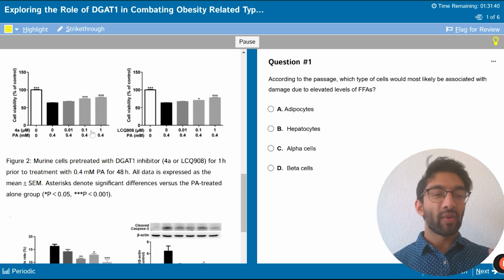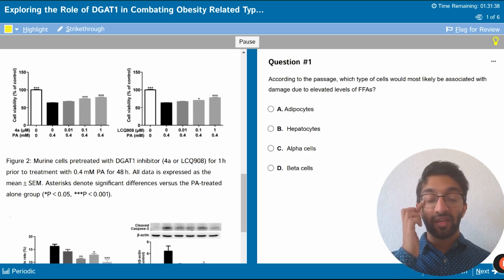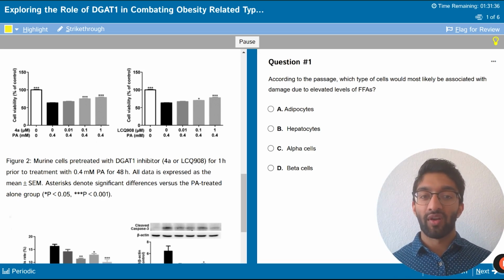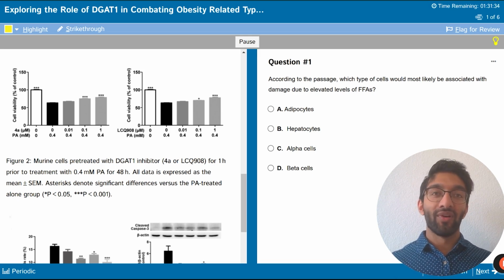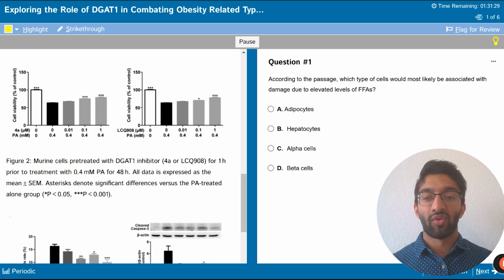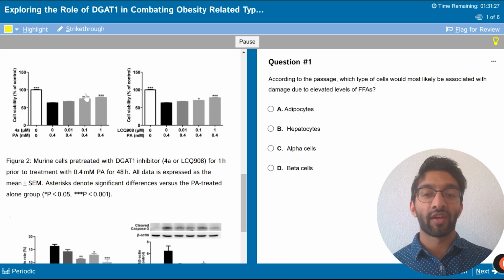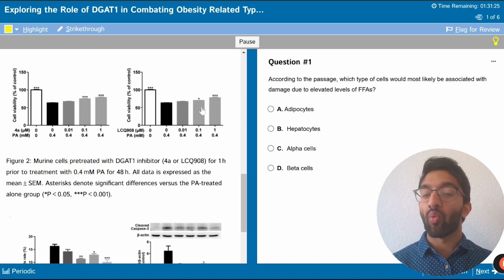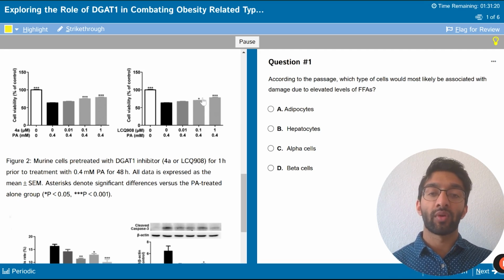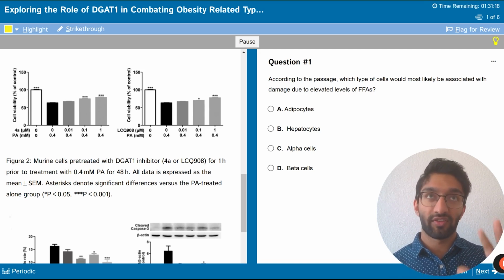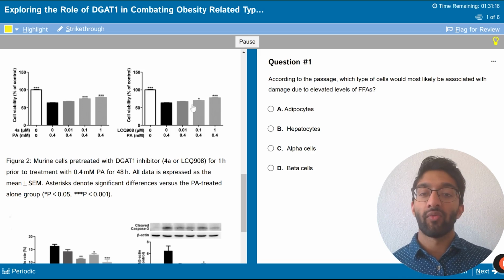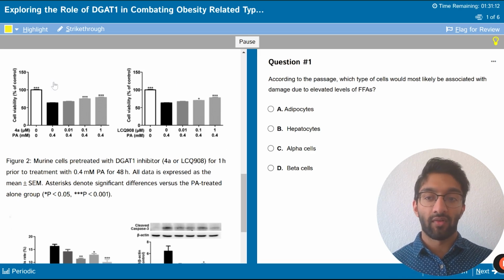One thing you should know about significance: just because there are 3 stars versus 1 star doesn't mean the results are more or less valid. The point is that they're significant. So it's not really fair to compare a 3-star significance to a 1-star significance, and usually the MCAT does not make you do that either. The more important thing is that you compare significant to non-significant. And what we notice is that if you compare significant to non-significant, these graphs are basically identical, whether it's 4A or LCQ.